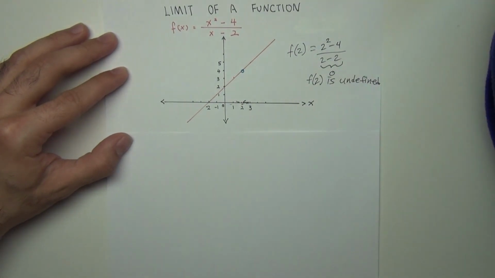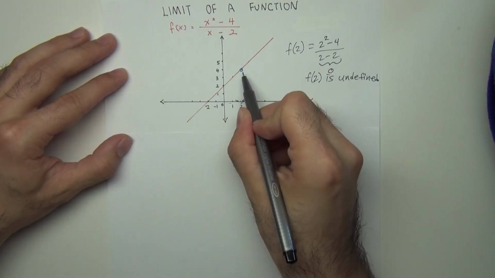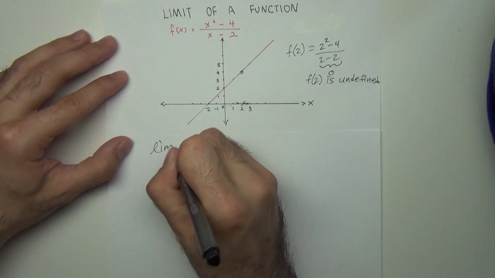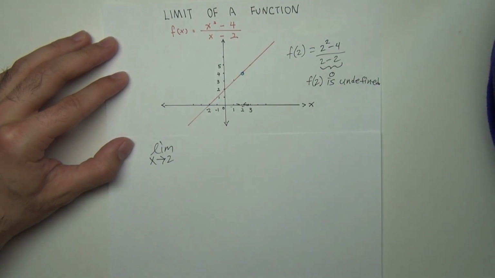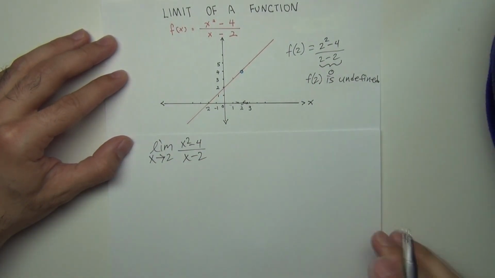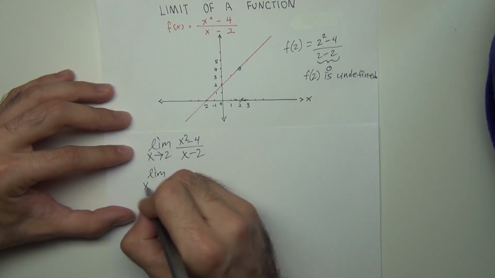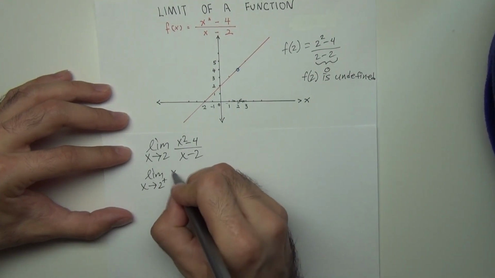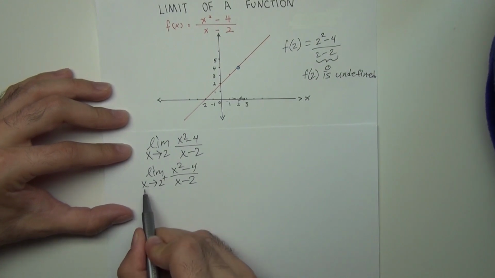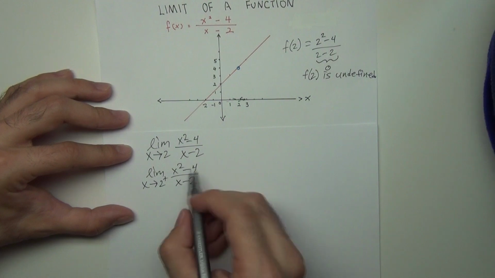So now, even though we have this point of discontinuity, or a point that is undefined, we can still find the limit. So that is the limit as x approaches 2 of f of x, which is x squared minus 4 over x minus 2. The way we can do this is by finding the right-hand limit and by finding the left-hand limit. So this is the right-hand limit, the limit as x approaches 2 from the right. This plus sign means we approach 2 from the right of our function.